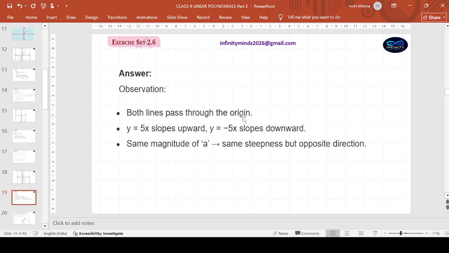Both lines pass through the origin. One slopes upwards, one downwards. One is the graph of growth, one is decay. Same magnitude, same steepness, but opposite direction. Now, if you have to compare and talk about the steepness factor, that would be termed as opposite direction. Earlier we were talking about greater the magnitude, more steep, less steep. Now it is the same steepness because in this question it was y equals to 5x and y equals to minus 5x.